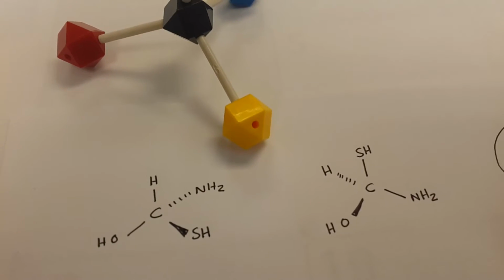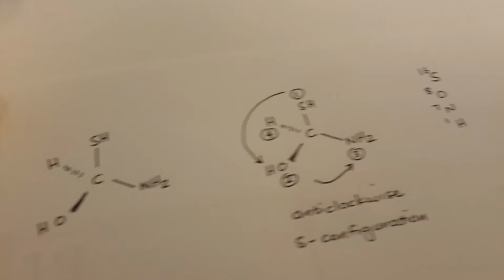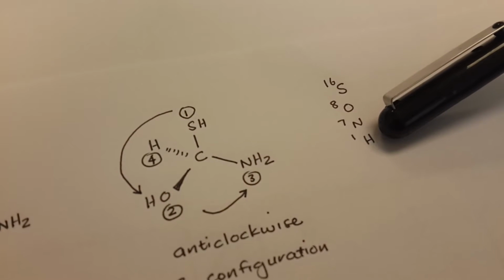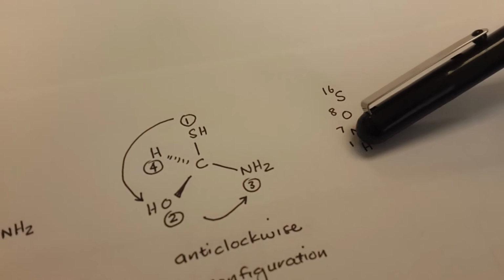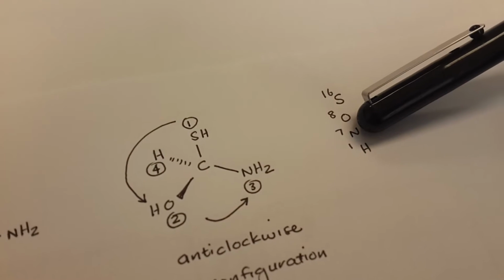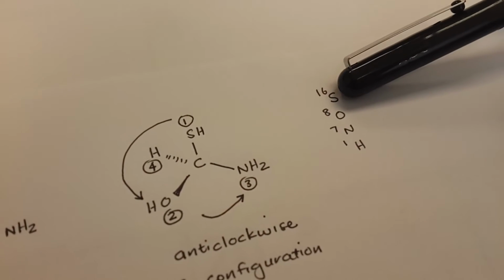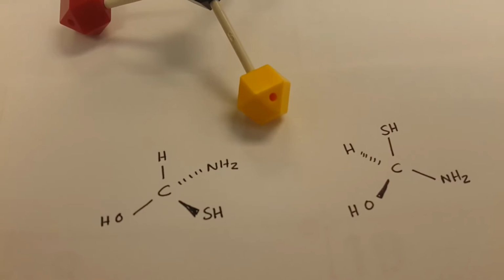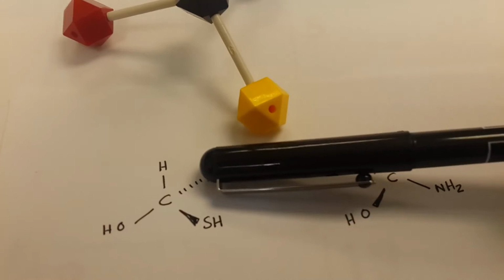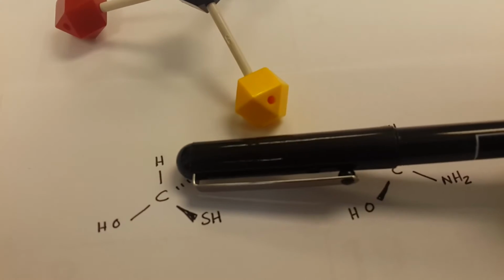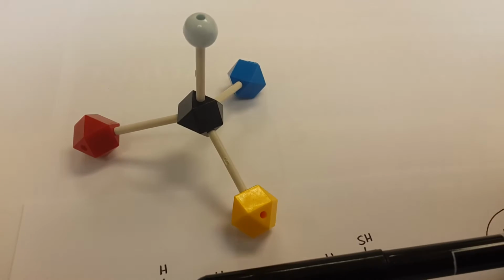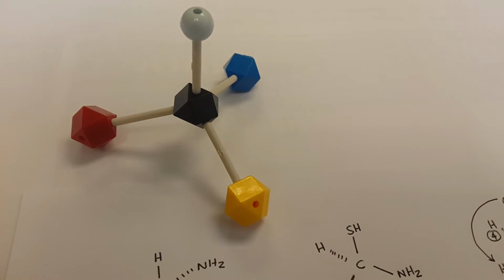As you would remember, you would first have to get the lowest priority group. In this case it's still hydrogen because it's number 1, has an atomic number of 1. You can see nitrogen has an atomic number of 7, oxygen 8 and sulfur 16. So if you look at the particular molecule, you'll see that the lowest priority group is actually pointing upward, and I need to now have that priority group, which is the hydrogen, pointing away from me.